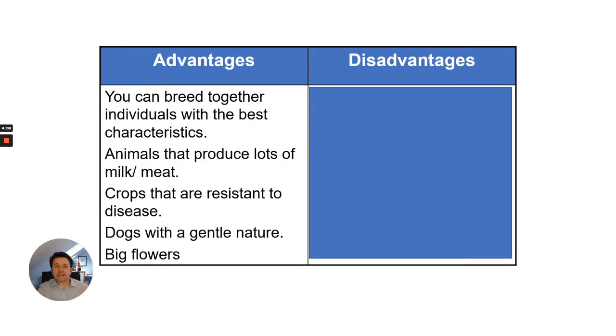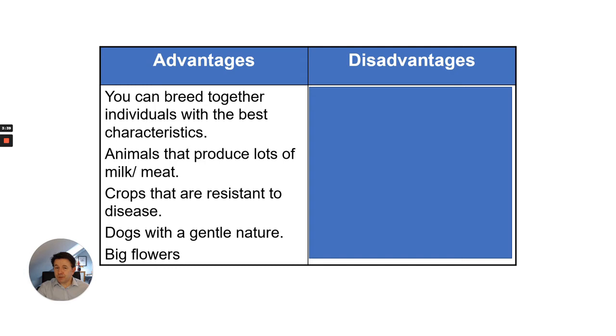So what are the advantages and disadvantages of selective breeding? Now, you will be given lots of information probably in an exam question. I'm going to go through some exam questions in a minute. But the key advantages are that you can breed together individuals with the best characteristics. So if you're a farmer, that means that you can maximize your yield, that means the amount that you produce, and also you can maximize your profits.